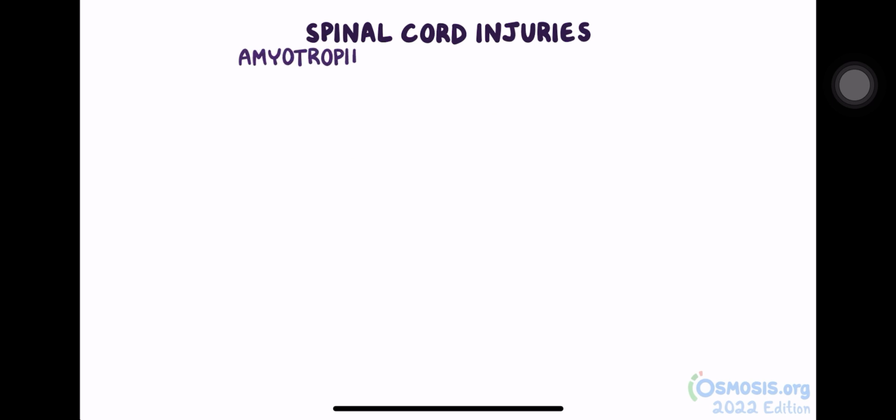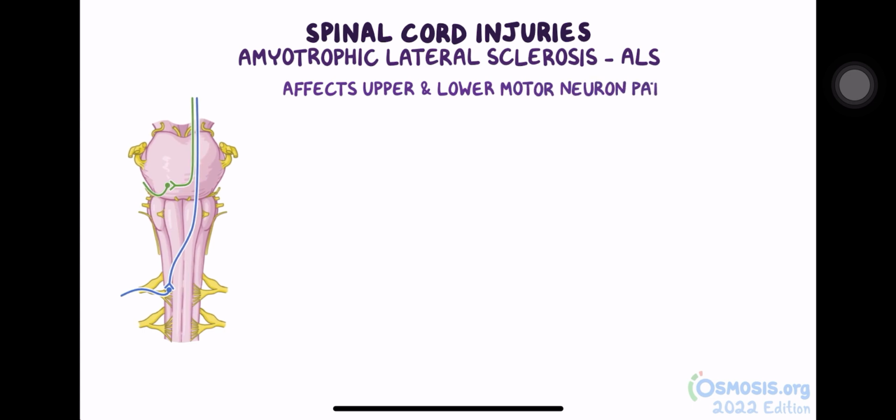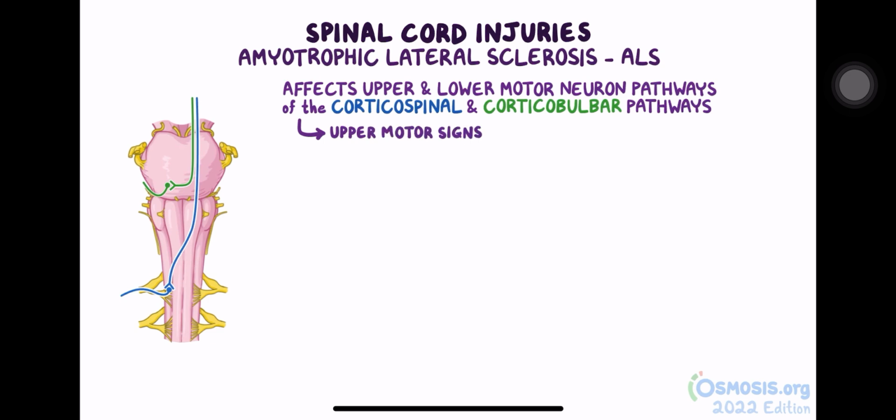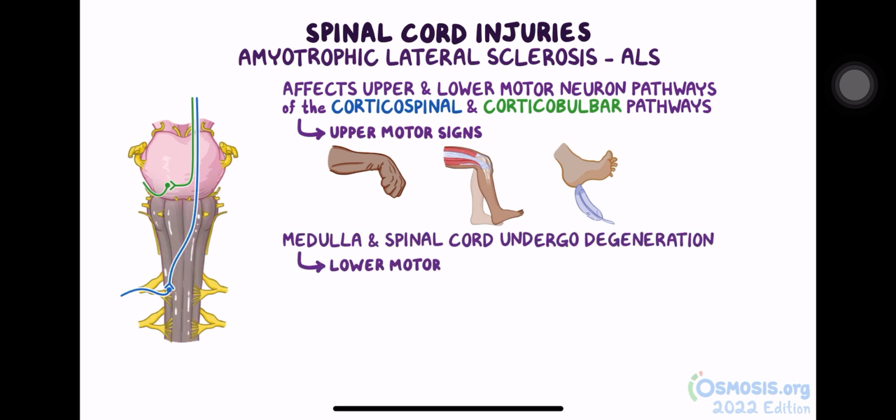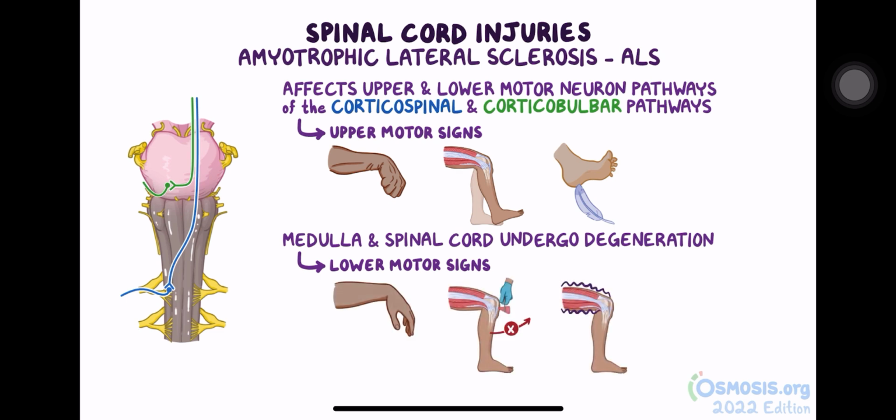Then there's amyotrophic lateral sclerosis, or ALS, which is a motor neuron disorder that affects both the upper and lower motor neurons of the corticospinal and corticobulbar pathways throughout the body. This can result in upper motor neuron signs such as spastic paralysis with hyperactive deep tendon reflexes and positive Babinski sign. The medulla and spinal cord also undergo degeneration, causing lower motor neuron signs such as muscle atrophy, hypoactive deep tendon reflexes, and fasciculations.